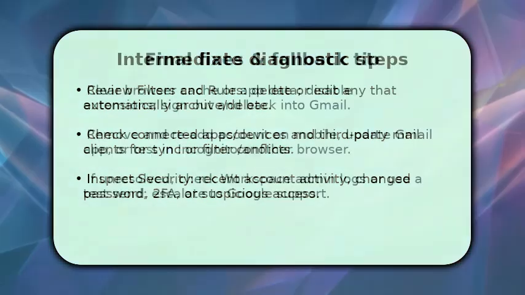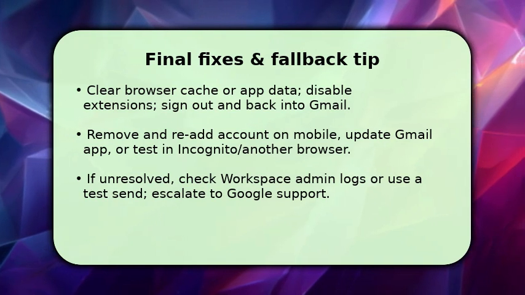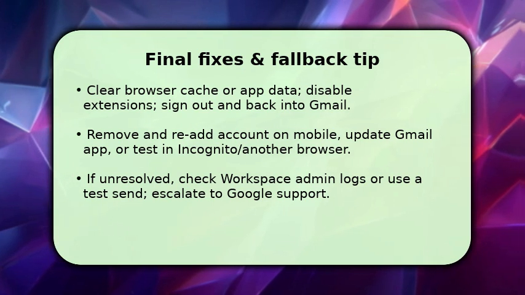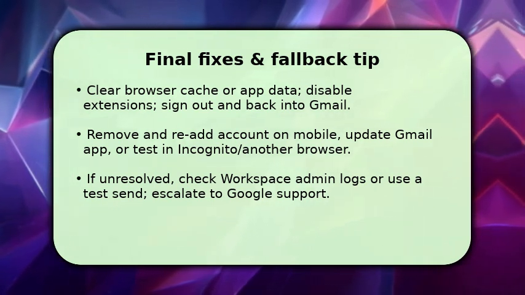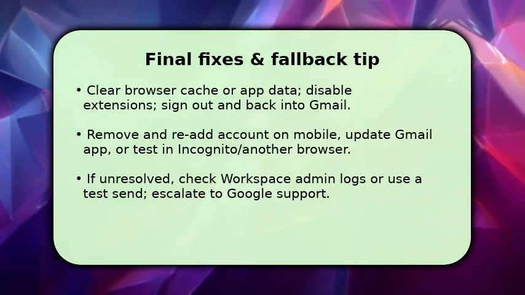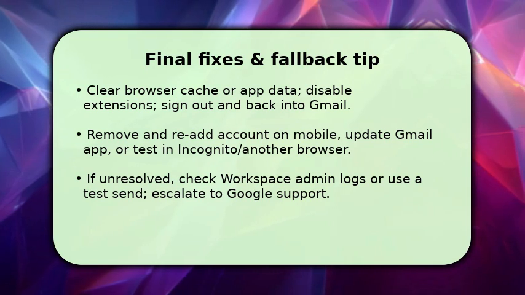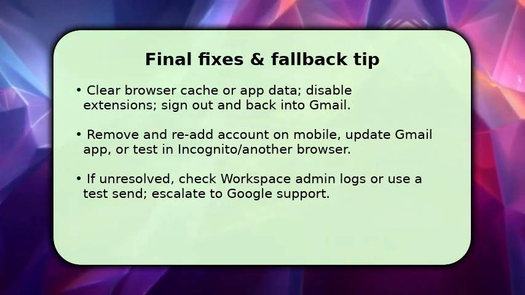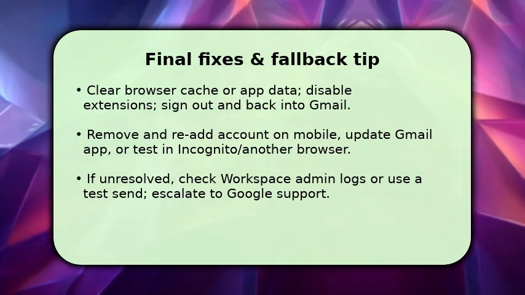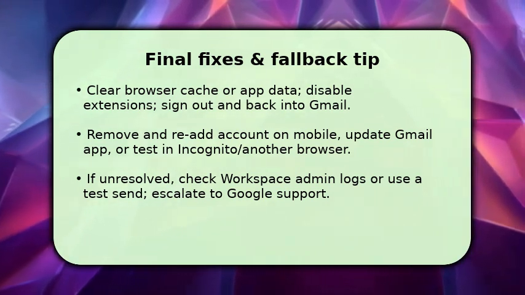Clear browser cache or app data and disable email-related extensions, then sign out and sign back in to force fresh sync. On mobile, remove and re-add the account or update the Gmail app to eliminate client-side bugs. Once everything is reset, send a test message from a different account. If mail still doesn't arrive, use incognito and check workspace admin logs or contact Google support.